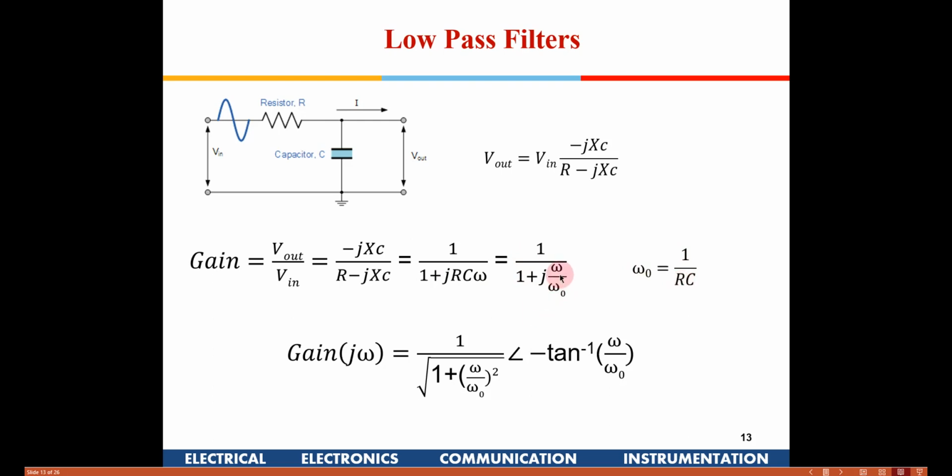The only difference, if you notice here, is that it was omega 0 divided by omega before. In this case, it is omega divided by omega 0, for the low pass filter. For the high pass filter, it was omega 0 divided by omega. For the low pass filter, it is omega divided by omega 0. Right. So if I write it in the polar form, it will become like this.